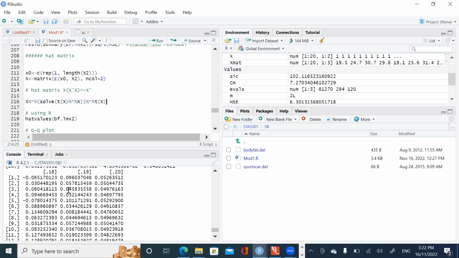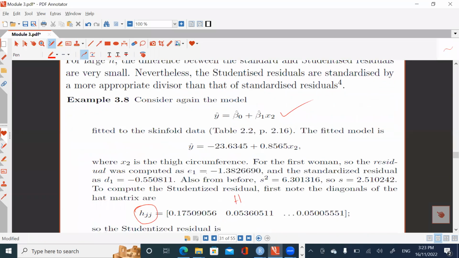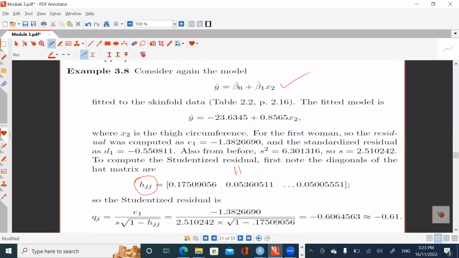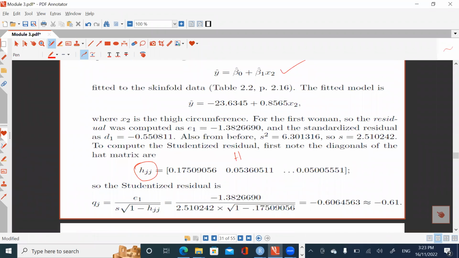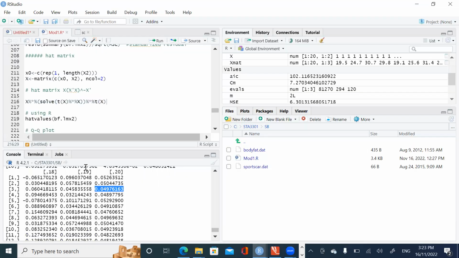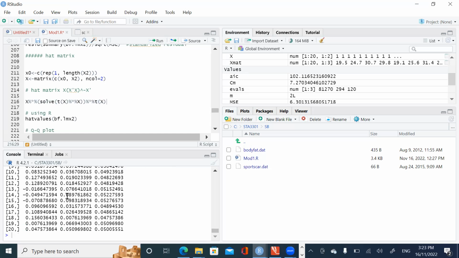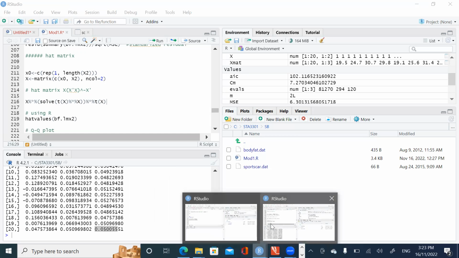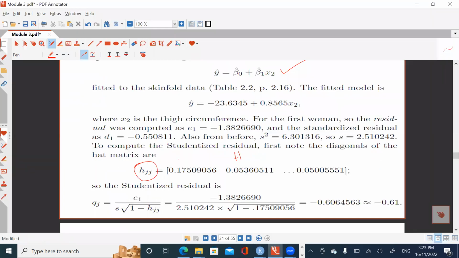And look at the diagonal elements. The first diagonal element is this, so this is h_11. This is h_22, and this is h_33. Now look at the calculation here. The h_11 should be 0.07 and the last one should be 0.05. If I go back to my R, look at here, 0.07, and the last one is 0.05. So this is the hat diagonal here.